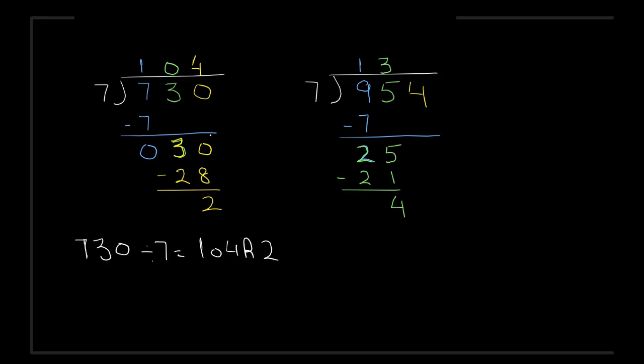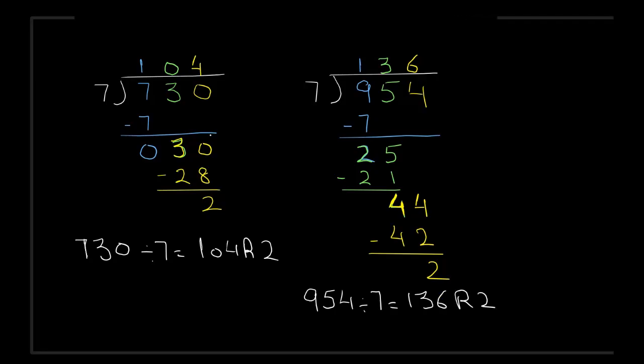Can't do much with the 4 tens, but we can break them up, the 4 tens into 40 ones, and we also have an extra 4 ones, so we get 44 ones, and the 44 ones we can give 6 to each child, and we'll be left with 2 ones at the end. So what that shows is that 954 divided by 7 is equal to 136, remainder 2. Okay.